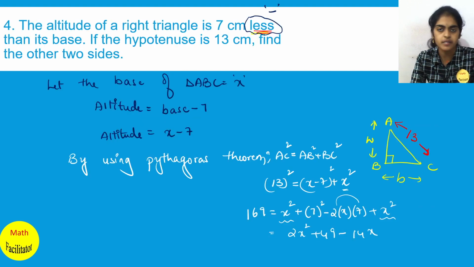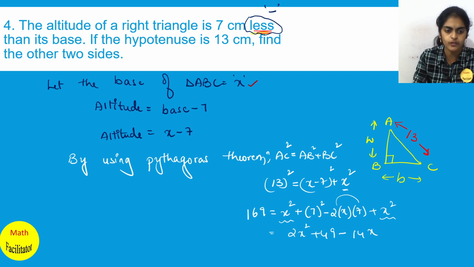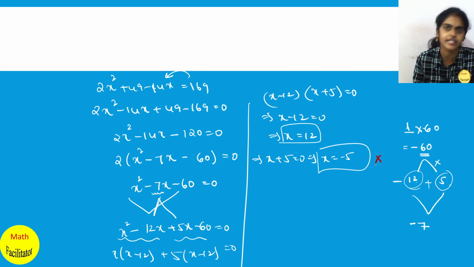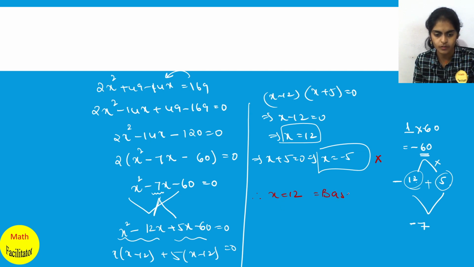Because x is nothing but the length of the base, isn't it? X is the length of the base. Length of base cannot be negative. Length cannot be negative, isn't it? It will have some positive value. 1 centimeter, 2 centimeter, something, but it will have a positive value. It cannot be a negative value. So x equal to minus 5 you can ignore because length cannot be negative. So therefore x equal to 12 is the value of base. So your base is x equal to 12.